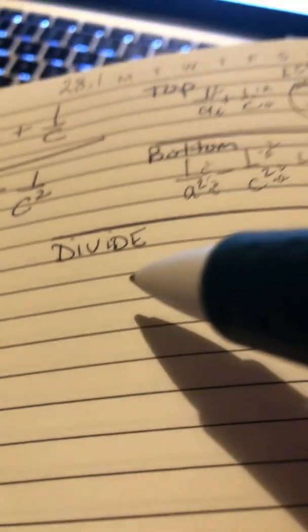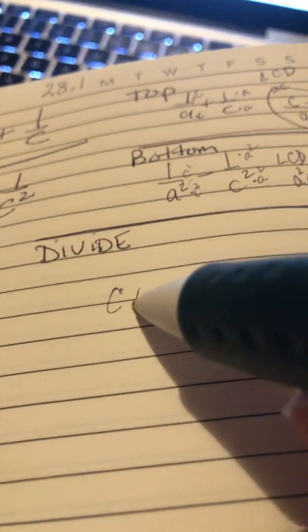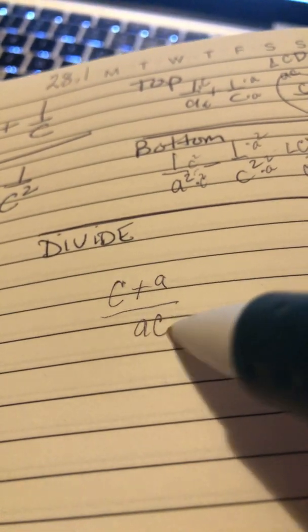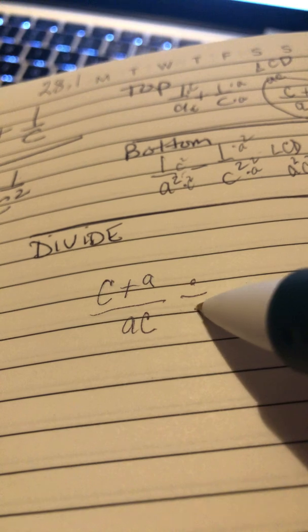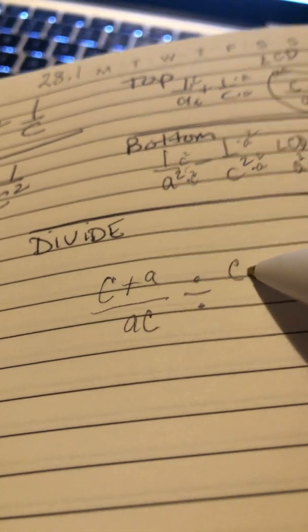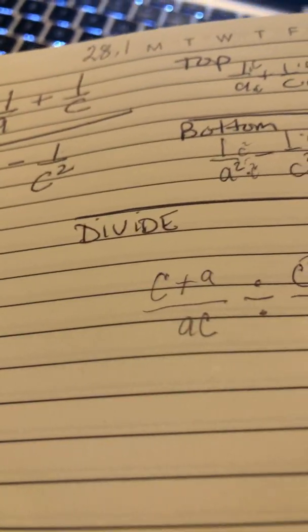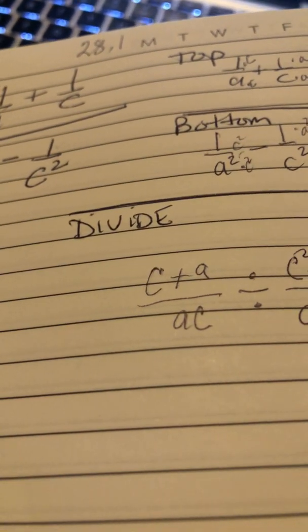Now we're going to take the top divided by the bottom. So the top answer was C plus A over AC divided by C squared minus A squared over A squared C squared.